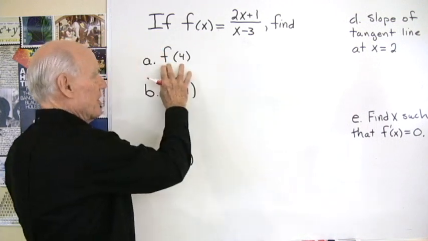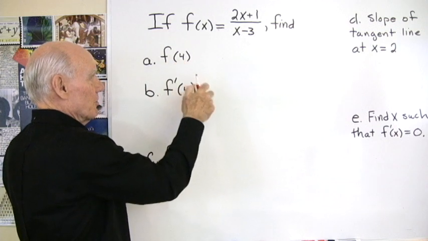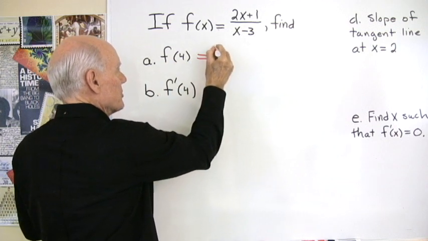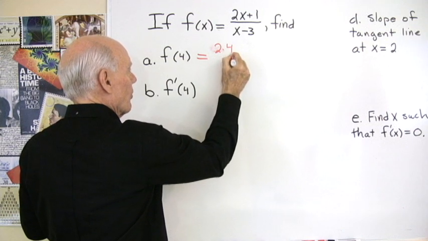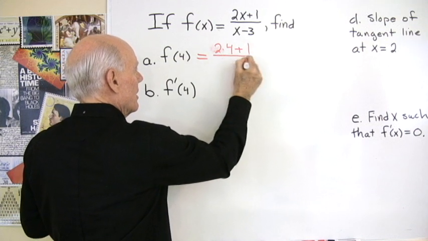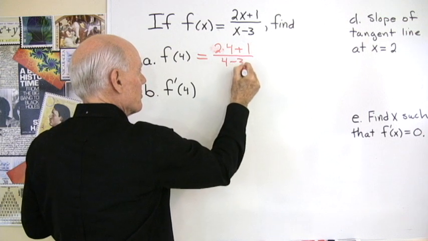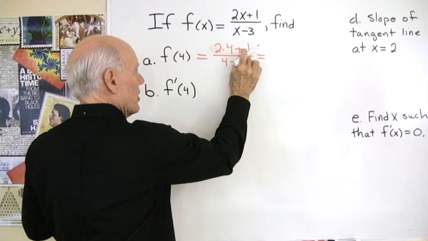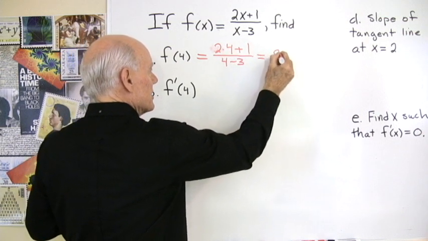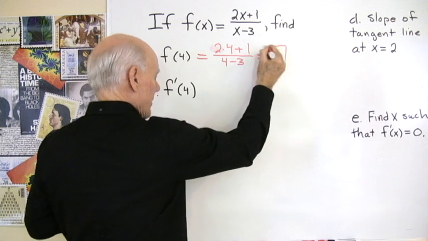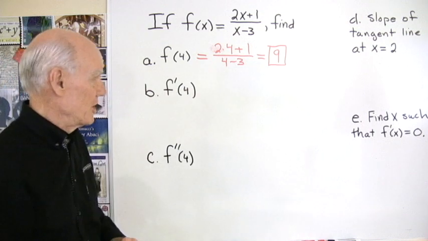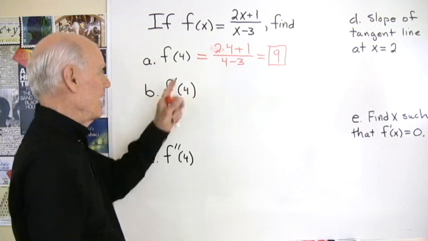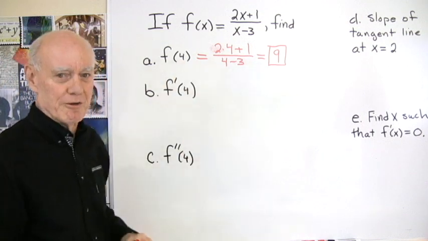For instance, finding the value of the function when x is equal to 4. I just simply substituted 4 in for x, so I'll get 2 times 4 plus 1 over 4 minus 3. 8 plus 1 is 9, divided by 1 is 9. So the value of that function when x is equal to 4 turns out to be 9. So that point, x equal 4, y equal 9, would be on the graph.